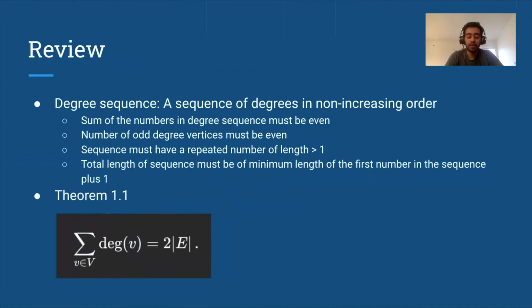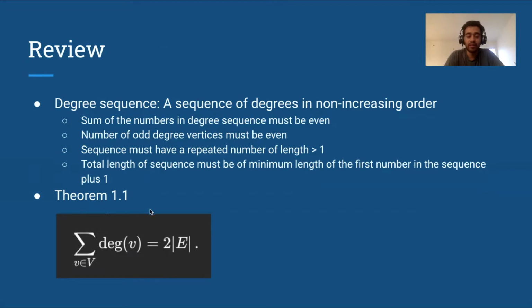Okay, so now I'll be giving a brief review on degree sequences. There are 4 criteria to consider when evaluating whether or not a degree sequence can represent a graph. If all of these criteria are met, it doesn't necessarily imply that a graph G can be constructed. You would still have to use some sort of algorithm like Havel-Hakimi or another method to break down the degree sequence into a simpler one. However, if one of these criteria isn't satisfied by the degree sequence, then graph G cannot be constructed.